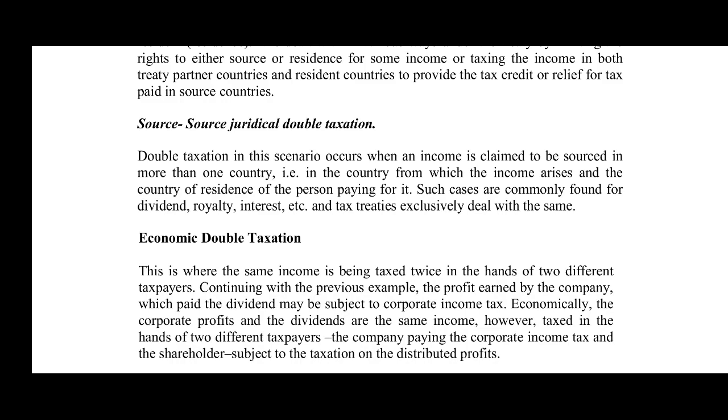The next type is what we call economic double taxation, where the same income is being taxed twice in the hands of two different taxpayers. Continuing from the previous example, the profit earned by the company, which is the dividend paid, may be subject to corporate income tax. Economically, the corporate profits and the dividends are the same income, however taxed in the hands of two different taxpayers. So it will be taxed at the corporate level and later taxed at the shareholder level as dividends. That is economic double taxation.